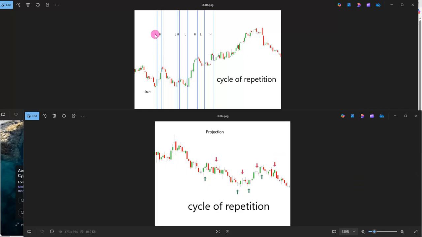The top chart here are the pivots from the past. You can see I've got the low, high, low, high, low, high, low, high sequence. And the bottom chart is the projection moving forward, where you can see the first low used on the projection. We were one day off the low.